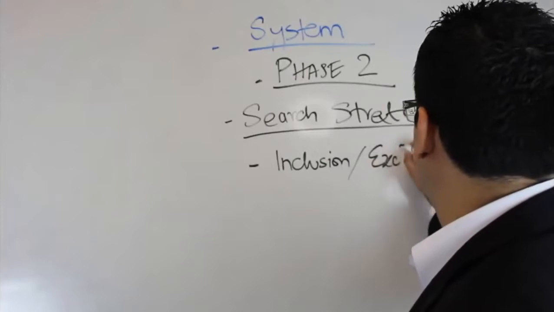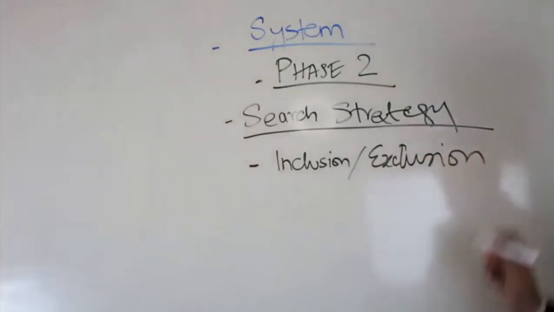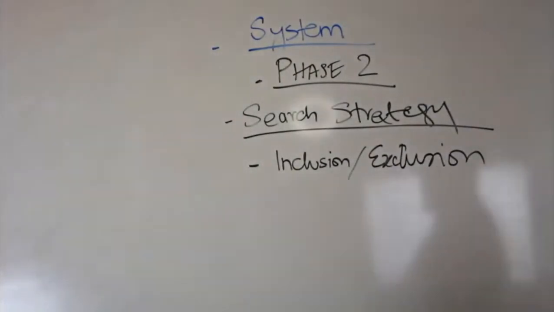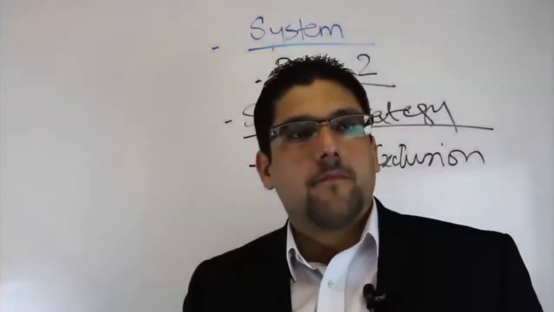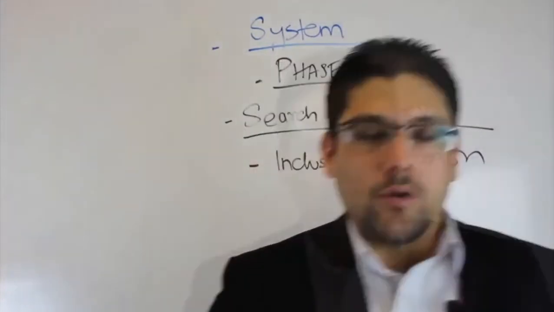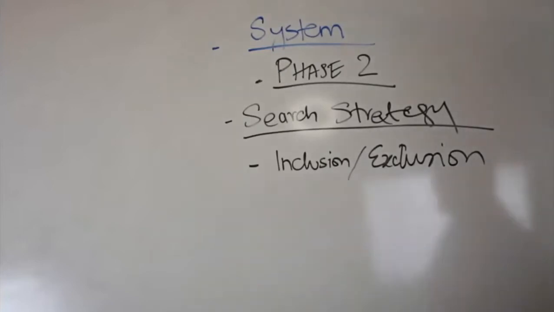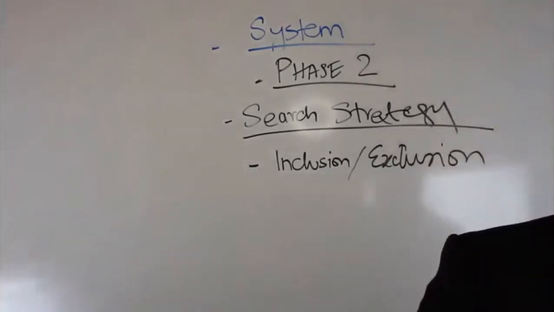Inclusion-exclusion criteria. What do you include in the inclusion-exclusion criteria? What do you include? Patients? What kind of patients? Male patients, female patients? What kind of studies? Clinical trial, non-clinical trial? Or let's say there is a list. There is a list of things you can do in inclusion exclusion criteria.